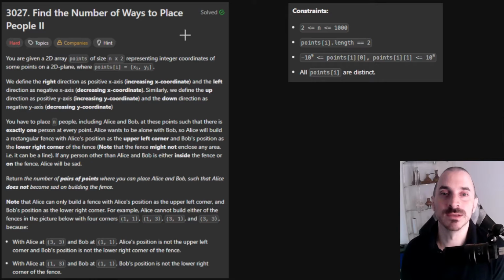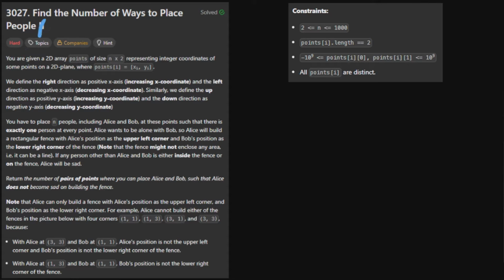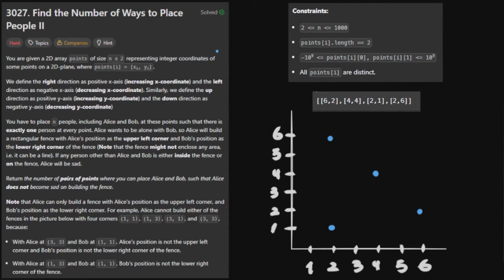Find the number of ways to place people 2. This is a hard one, so next we will go with the visual step-by-step solution and then we will go with the code. If you haven't seen part 1 yet, I recommend you to go and watch that video. It's in my channel. The first challenge here is to understand this long description. I think this is overcomplicated.